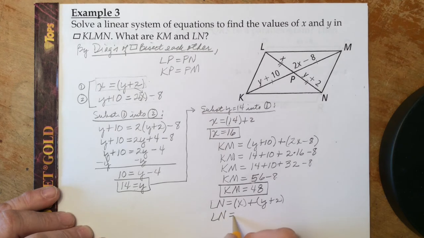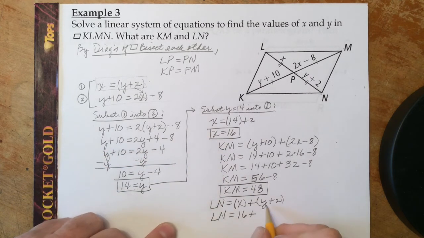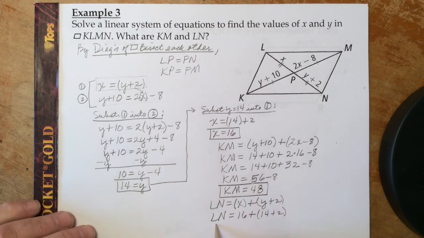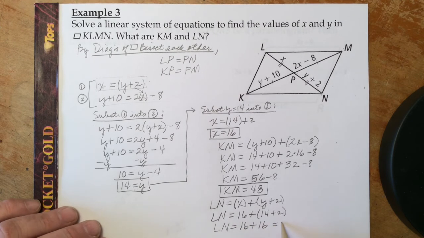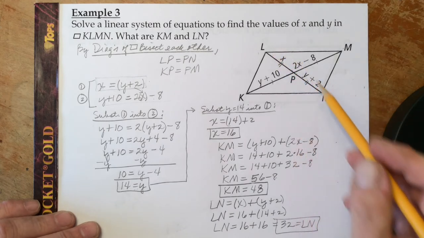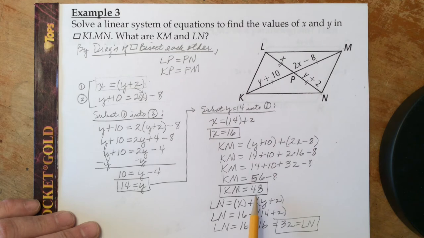So substituting in x and y, here we get 16 plus y, which is 14, plus 2. That gives us 16 plus 16, which is 32. So the length of diagonal LN is 32 units long, and the length of diagonal KM is 48 units long, and we wouldn't have been able to find them without finding x and y.